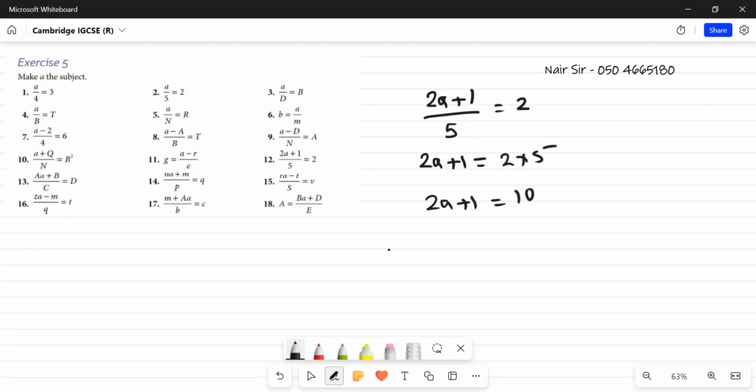Now, the second operation. So this is plus 1. If it goes to this side, what will it become? Plus will change to minus. So this will be 2a is equal to 10 minus 1. And what is that equal to? 2a is equal to 9. Now, sir, this 2 is multiplied to a. What is the opposite of multiplication? Division. So, a is equal to 9 upon 2. That's the answer. Hope you are understanding it.